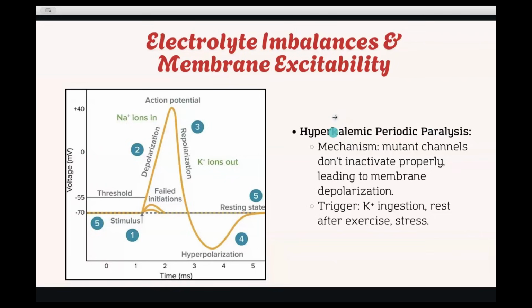On the other hand, you have the hyperkalemic periodic paralysis. So even hyperkalemia can cause paralysis. Why? Because when we have a lot of positive ions inside the cell, we're going to have a state of depolarization. And when we have a lot of depolarization, no other action potentials can take place, right? So again, this causes periodic paralysis, and this is triggered by potassium ingestion.